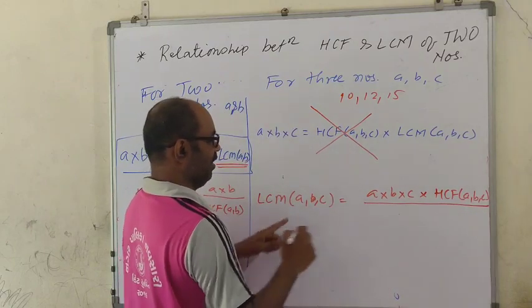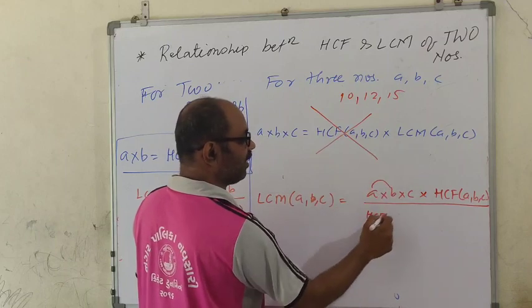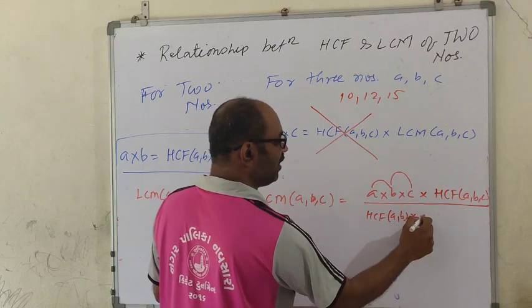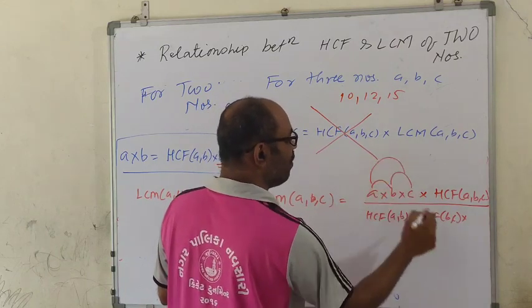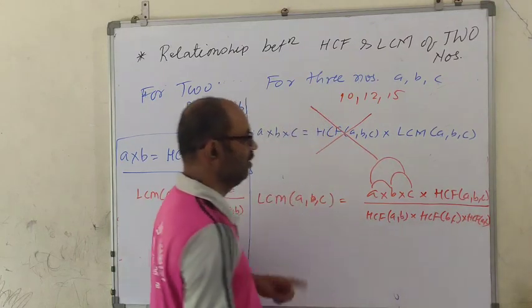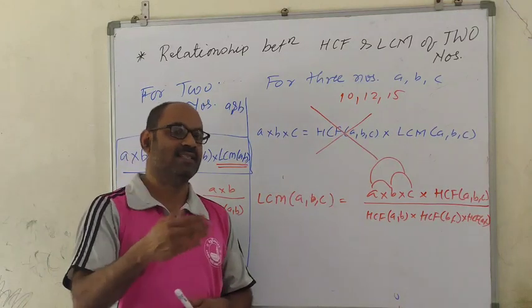Upon, there is still the HCF of any two numbers taken at a time. First, A and B, into next, HCF of B and C, into one more pair left, HCF of A and C. This is the relationship between any three numbers and their HCF and LCM.